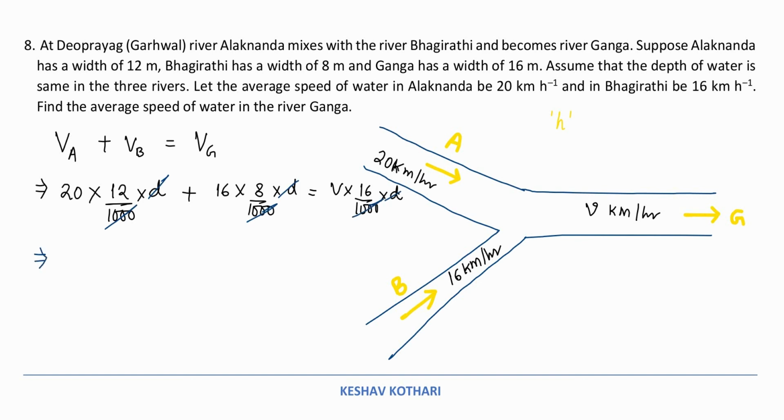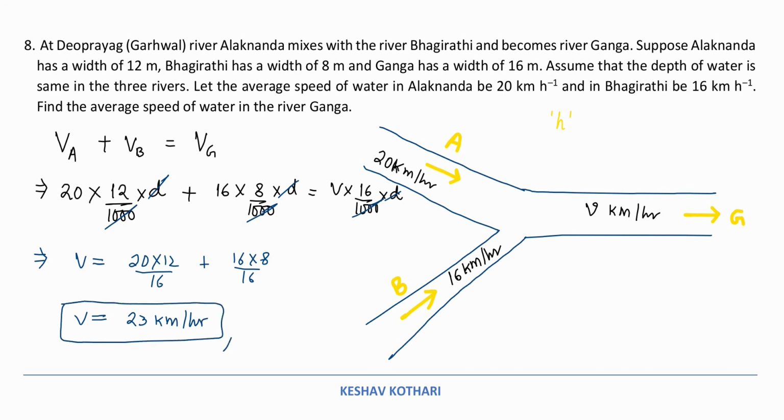and then we can calculate the v as 20 into 12 by 16 plus 16 into 8 by 16. So this will give us the speed v of the river. So it is turning out to be 23 kilometer per hour. So the speed of the river Ganga is equal to 23 kilometer per hour. That is, Alaknanda and Bhagirathi will combine together to become river Ganga, and they will flow in this particular manner, that is 23 kilometer per hour.